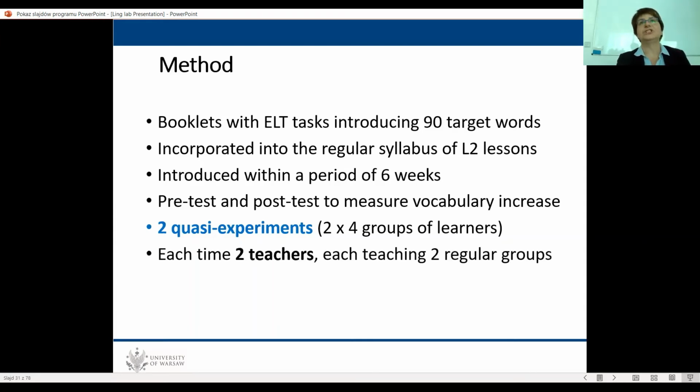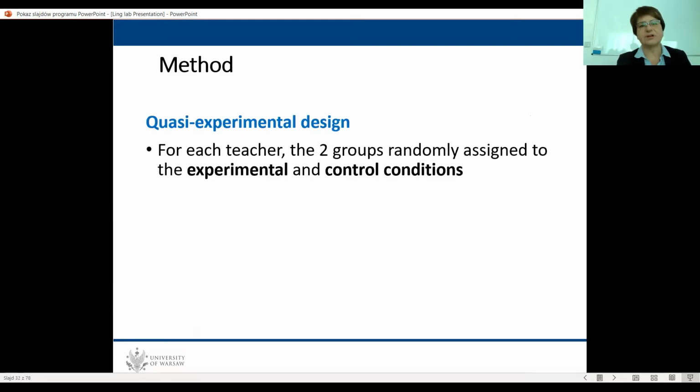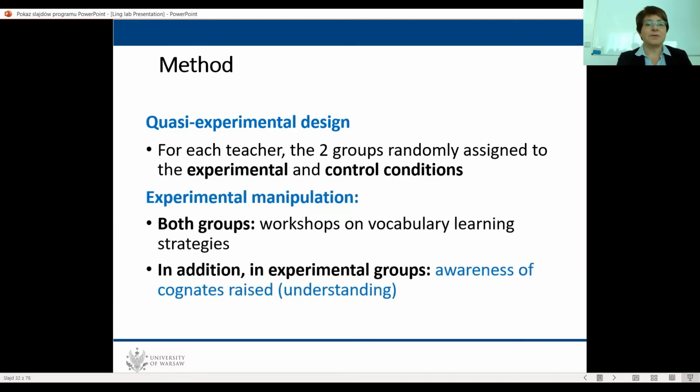Each time we had 2 teachers. Each teacher was teaching 2 regular groups. So for each teacher, one group was randomly assigned to the experimental or to the control condition. Both groups received some training of vocabulary learning strategies, because we wanted to give something to the kids. So they received free training on vocabulary learning strategies. Very nice, very interactive lessons. But only in the experimental groups we raised awareness of cognateness during that training.